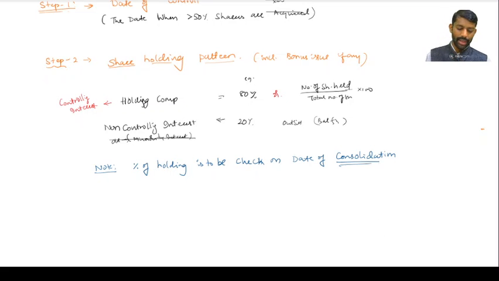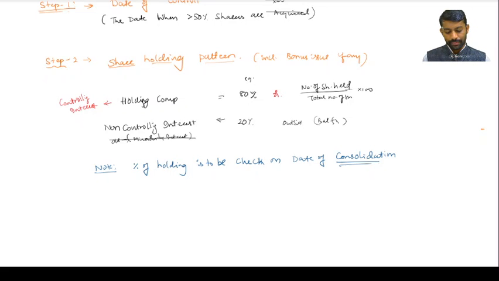Consolidation. So that means suppose you acquired at the beginning of the year, but you are doing the consolidation at year end. Usually at the reporting date you are doing a consolidation. So if you are doing it at the reporting date, means on the date of consolidation, you have to check how much is the percentage of holding company and outsiders.